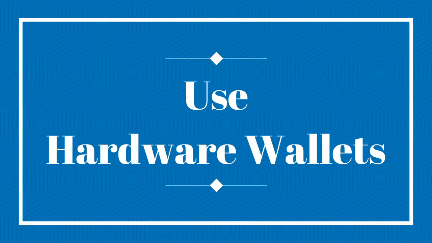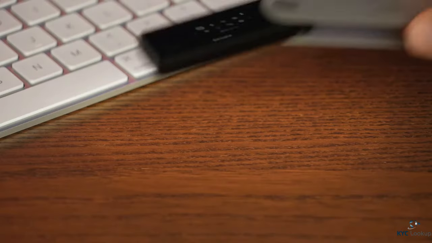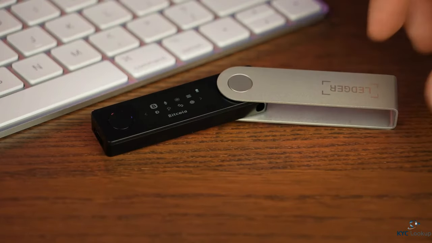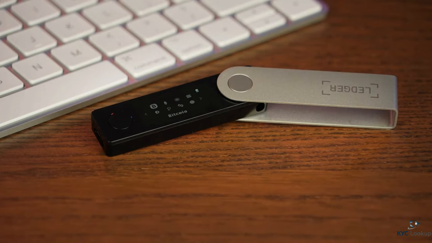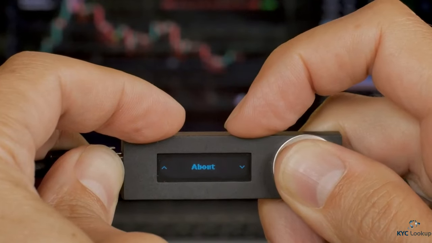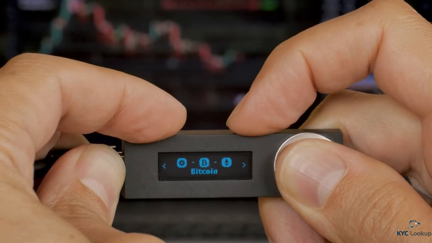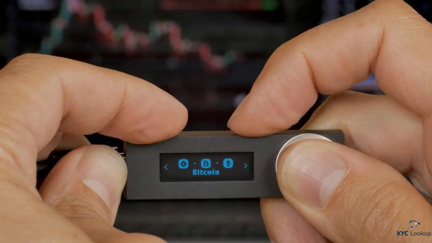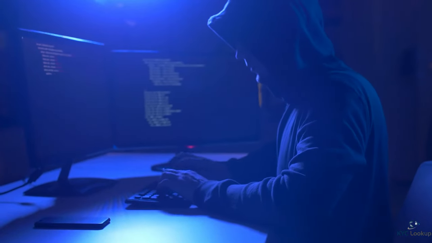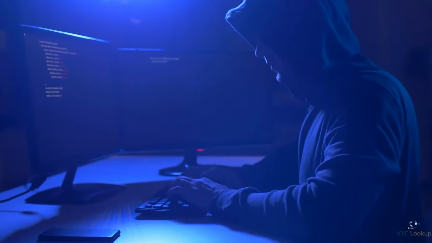Use hardware wallets. Consider using hardware wallets, which are physical devices specifically designed to store and protect digital assets offline. These wallets offer robust security, as they keep your private keys offline, making it harder for hackers to gain access.